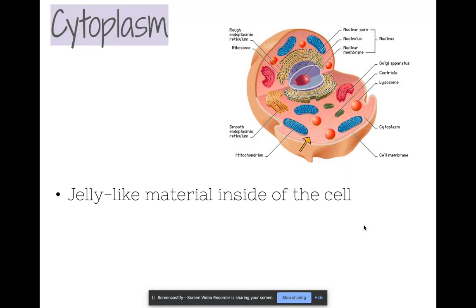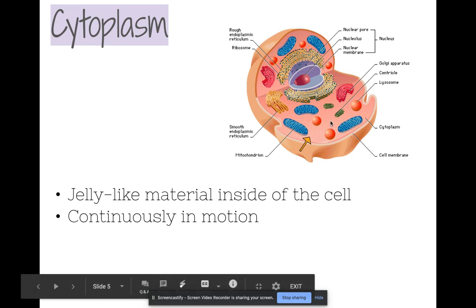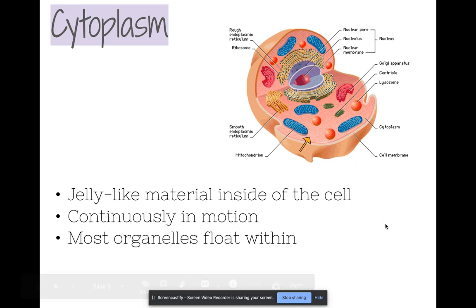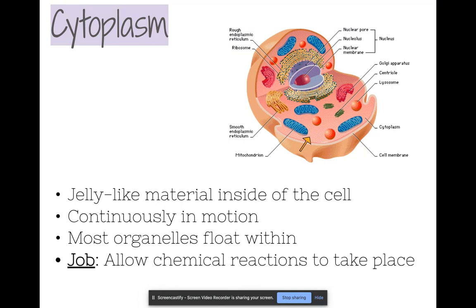All right, let's first start off with the cytoplasm. The cytoplasm is basically the jelly-like fluid that we see here, which is located inside of the cell. Okay, most organelles are going to float within the cytoplasm, and it allows for the chemical reactions to take place within your cell.